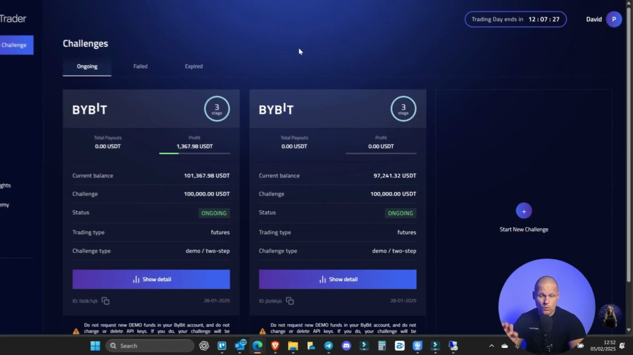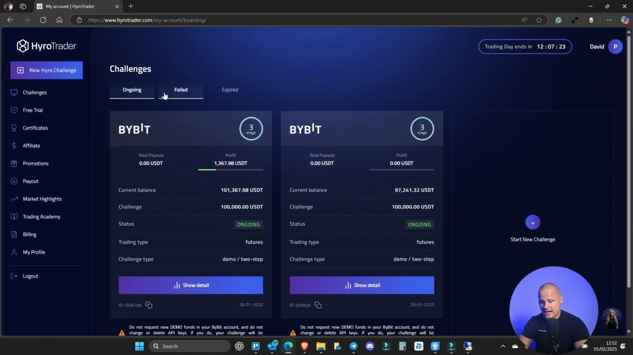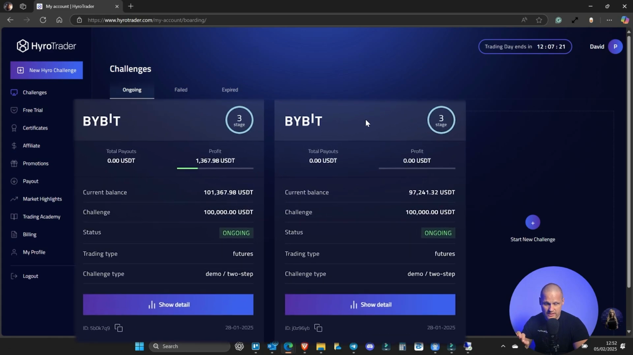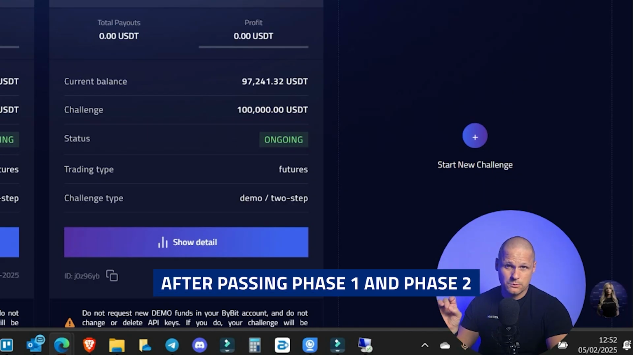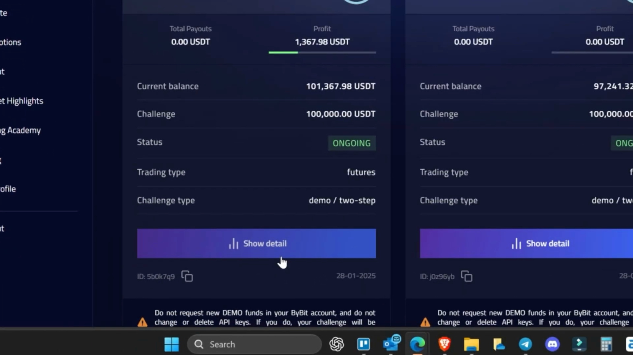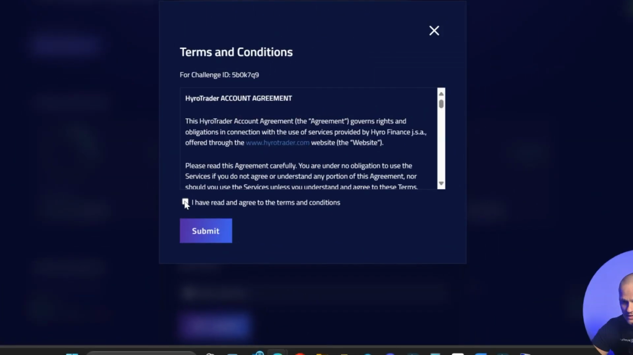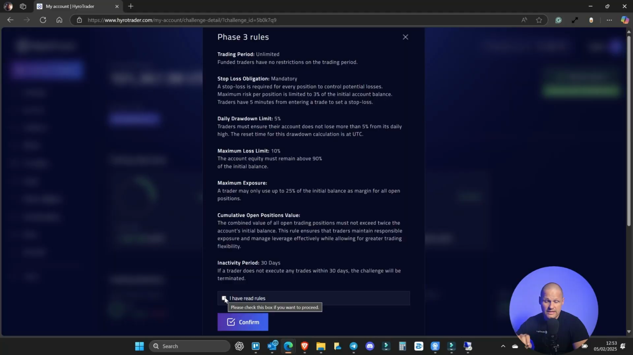So right now we are in my HyroTrader portal, and as you can see, I've got two challenges in here. Challenges are in stage 3. It means that it's already a funded account after passing phase 1 and phase 2. So let's have a look at the dashboard. I click into show details and I need to agree with these terms and conditions. I submit that. It's just for the first time and I must confirm that I have read the rules.